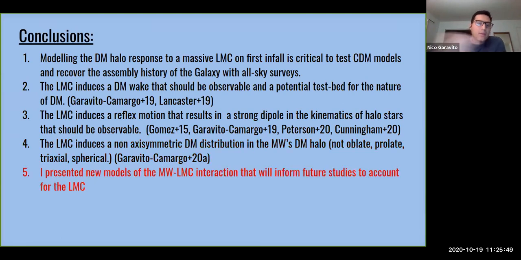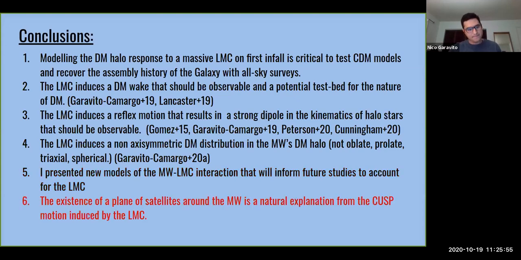And I'm going to present these time-dependent models of the interaction of the Milky Way and the LMC that we can use to integrate orbits. And finally, the existence of a plane of satellites around the Milky Way seems to be a natural explanation of this inner cusp motion induced by the LMC.